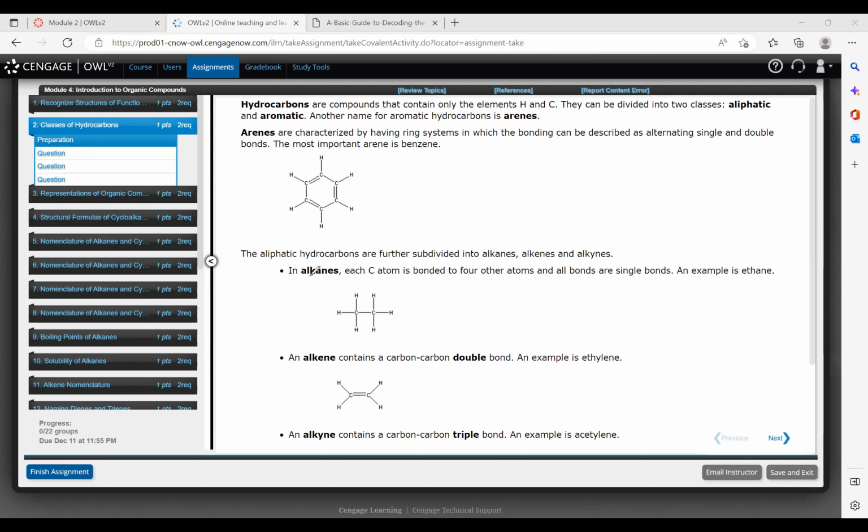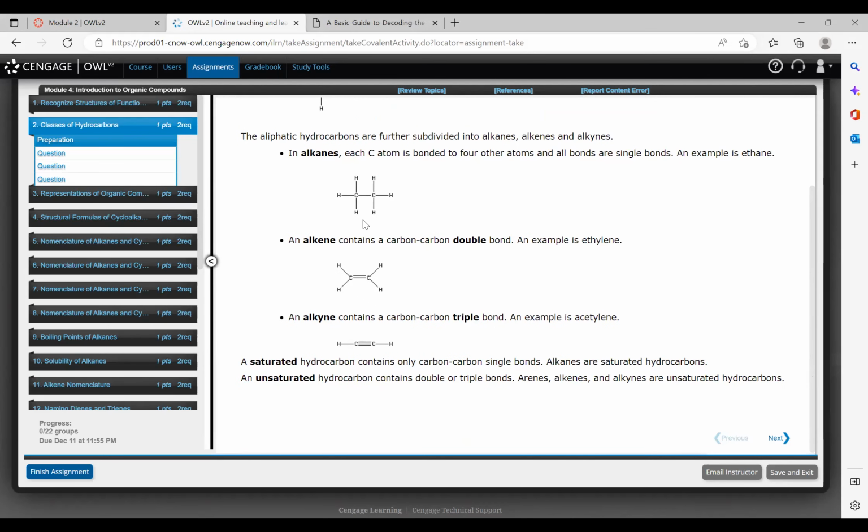So the first guy is, if we see all single bonds, they're called alkanes. And so down here, we would see an alkane. If you see a double bond, it's an alkene. And if you see a triple bond, you are dealing with an alkyne.